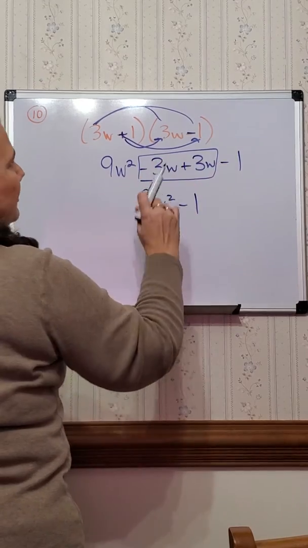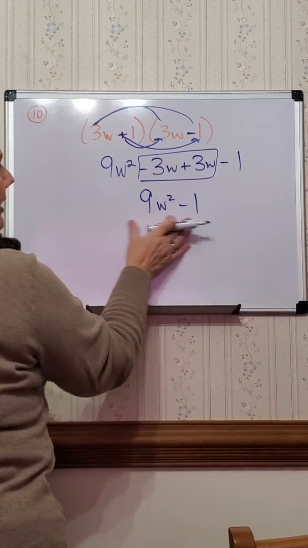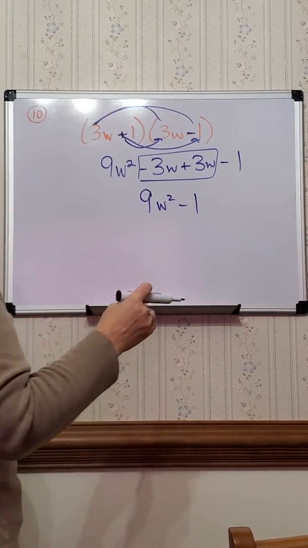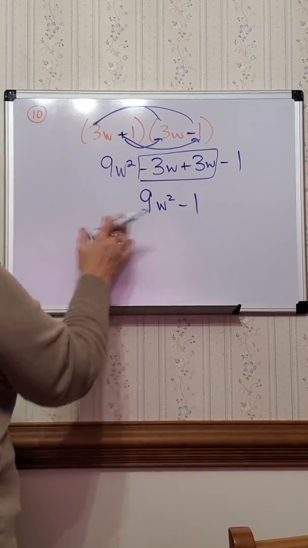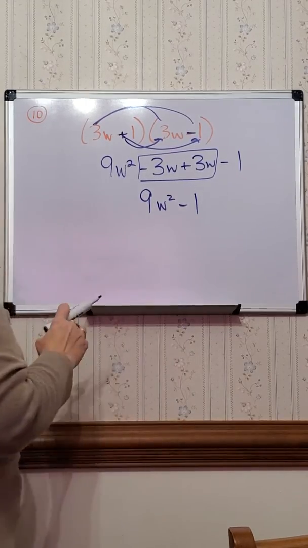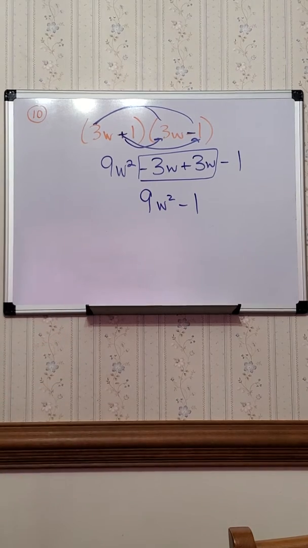If they cancel out, we just leave out our w. We don't write it in our answer at all. Remember, we do not write a 0w. We just totally leave it out. So I've got 9w squared minus 1. All right, let's go ahead and flip to the back. And let's try a few of these on the back.